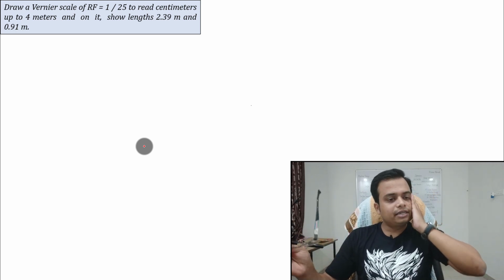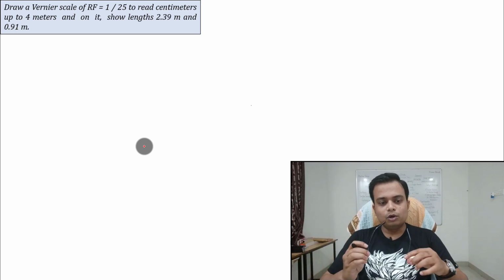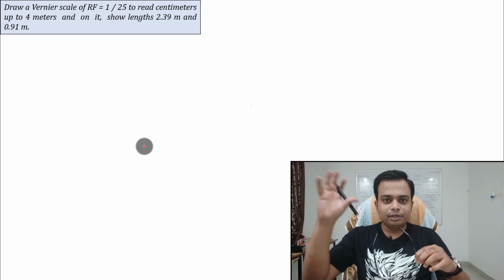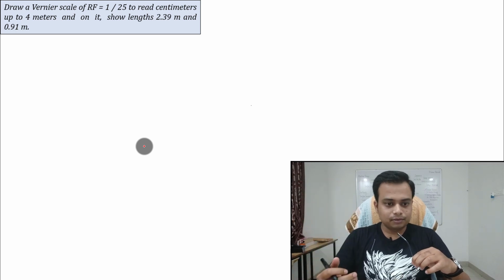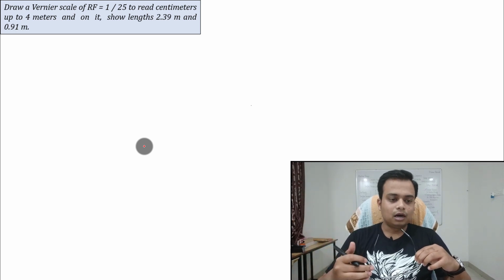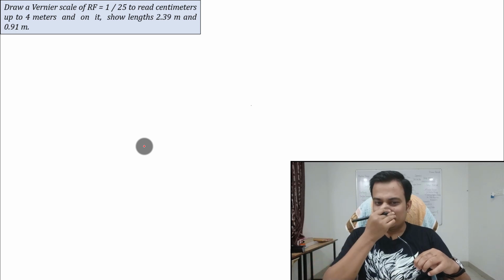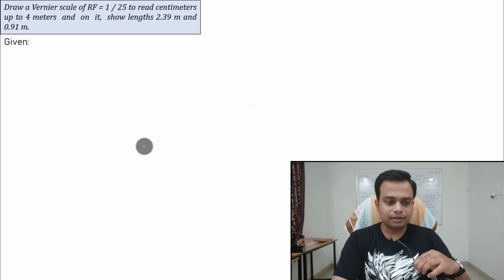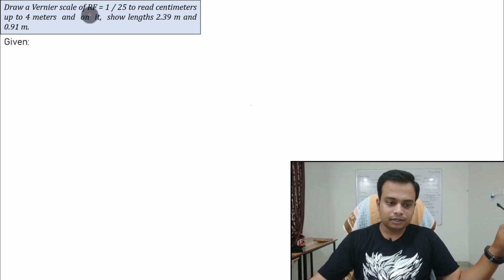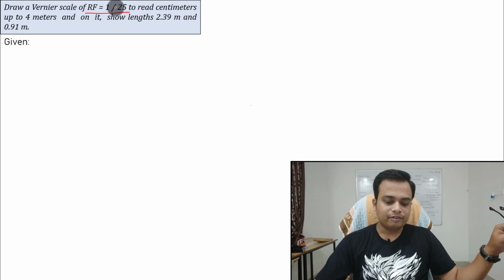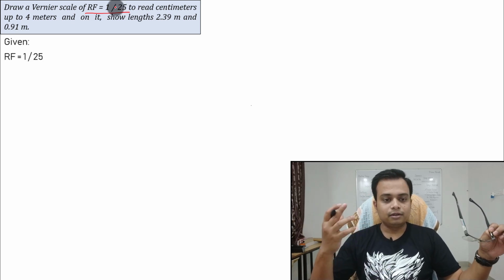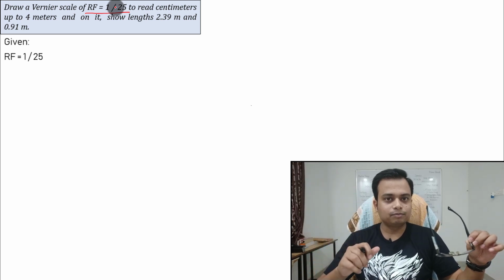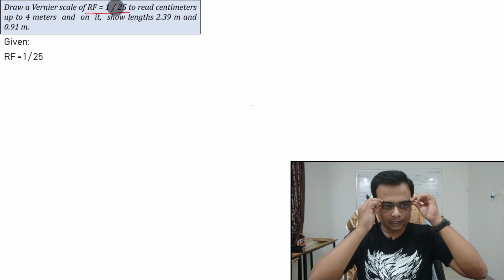Okay. Now it states that draw a Vernier scale of RF is equal to 1 by 25. RF is equal to 1 by 25. So the original dimension has been reduced to 25 times. Okay, to read centimeters up to 4 meters on it, and show lengths 2.39 and 0.91 meter. So the first thing that I'm going to write is all the given data. The first thing is this RF, that's 1 by 25. Okay, fine. That means the drawing has been reduced to 25 times from the original object, let's say.